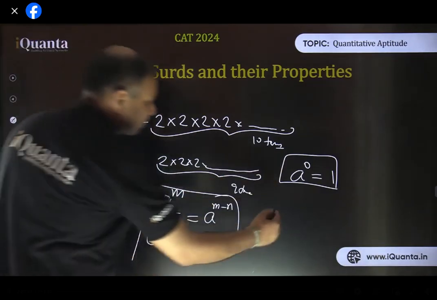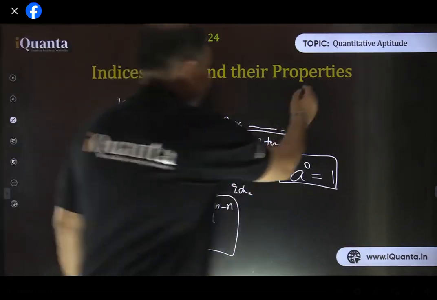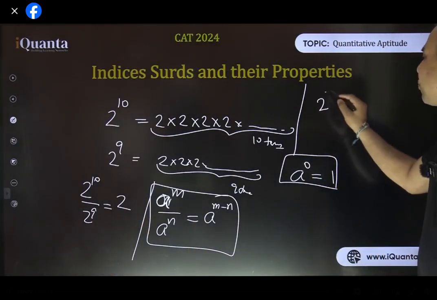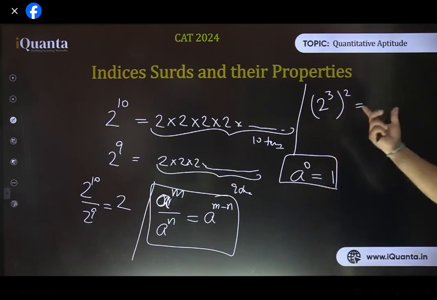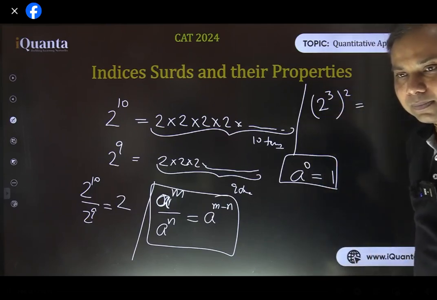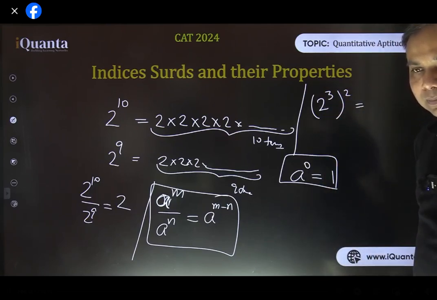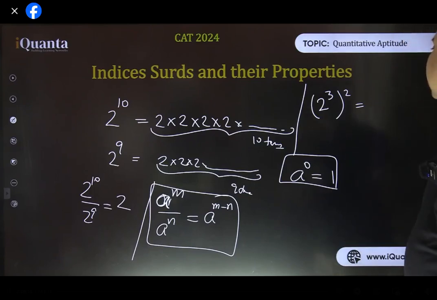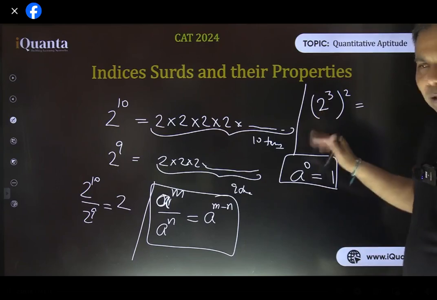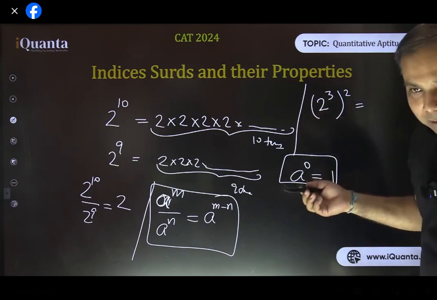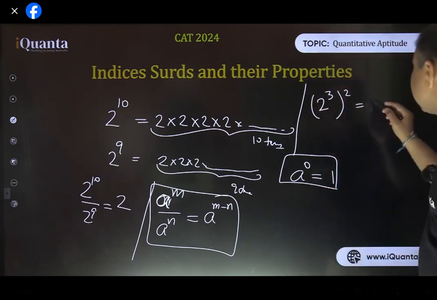One more thing. If I ask you, okay, let me write it here. Again, I'm starting with the example only. 2 power 3 whole power 2. Can you tell me the value, please? 2 power 3 whole square. What will be the value? This was 8, and 8 square is 64, right? So it is 2 power 6. It is not 3 plus 2.